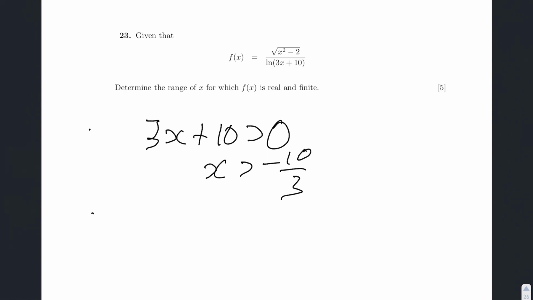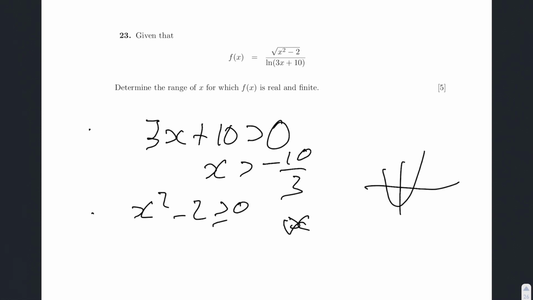The second point, we know that x squared minus 2 has to be bigger than or equal to 0. So if we draw the parabola of x squared minus 2, we have root 2 and minus root 2 there. And for this to be bigger than or equal to 0, we need x bigger than or equal to root 2, or x is less than or equal to minus root 2.